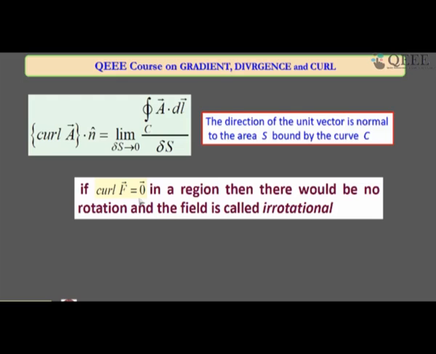So we just make an observation that if curl happens to be 0, if you calculate all that and get 0, then it is called an irrotational situation. The curl at that point is 0. And if it is 0 everywhere, it is called an irrotational vector field.